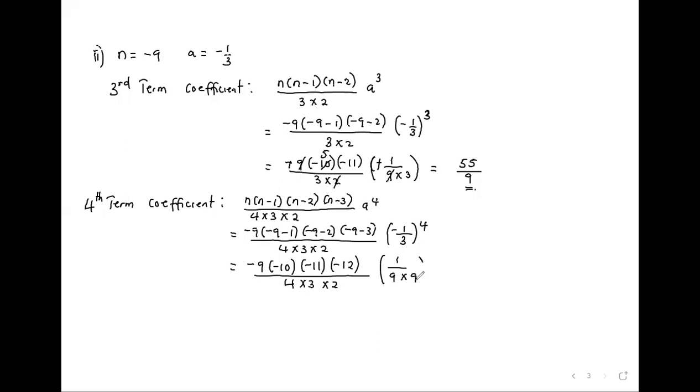1/9 by 9. So this 9 and this 9 can go. This 12 and this 12 can go. This negative and this negative can go. This 2 can reduce 10 to 5. And then we get 55 over 9. And so we have found the third and the fourth coefficient. So it's just about knowing the formula.